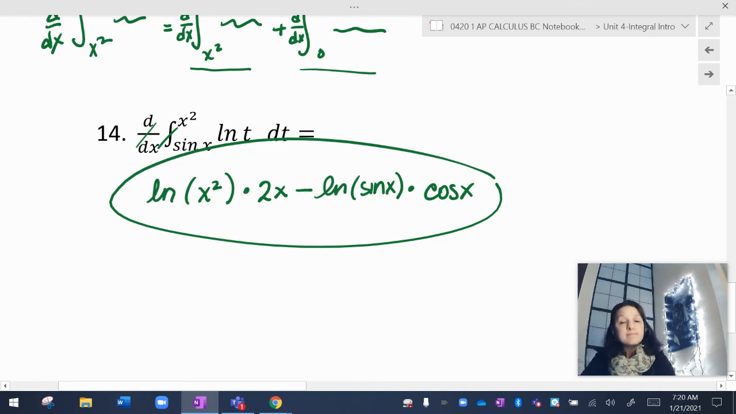And that's it. Derivatives and integrals are opposites, so when you differentiate them, your integrand pops right out. It's kind of like squaring a square root in a lot of ways. And now I'm done.